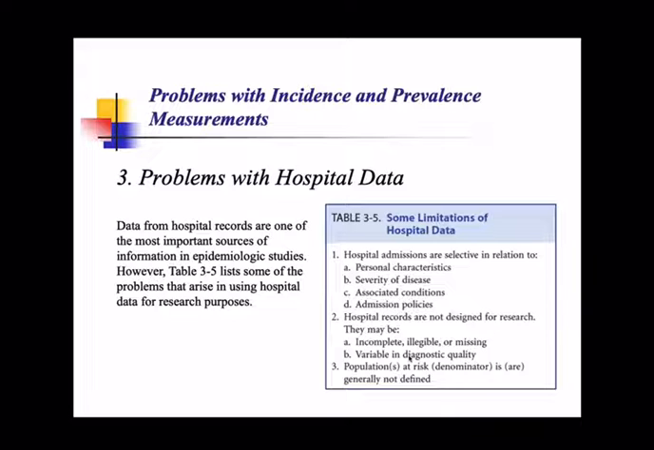And the last problem is with hospital data. Data from hospital records are one of the most important sources of information in epidemiologic studies. However, the table lists some of the problems that arise in using hospital data for research purposes. Hospital admissions are selective in relation to admission policies and severity of disease. Hospital records are not designed for research, so they are incomplete or missing.